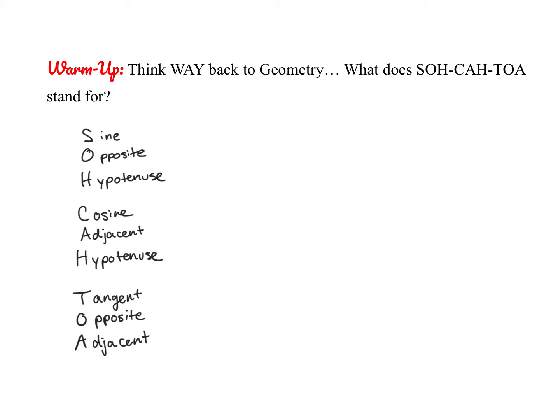Alright, so hopefully you've heard the phrase SOHCAHTOA before. If not, that's okay. It's just a mnemonic device that we use to help us remember what our three basic trig functions represent. So it stands for sine is opposite over hypotenuse, cosine is adjacent over hypotenuse, and tangent is opposite over adjacent.